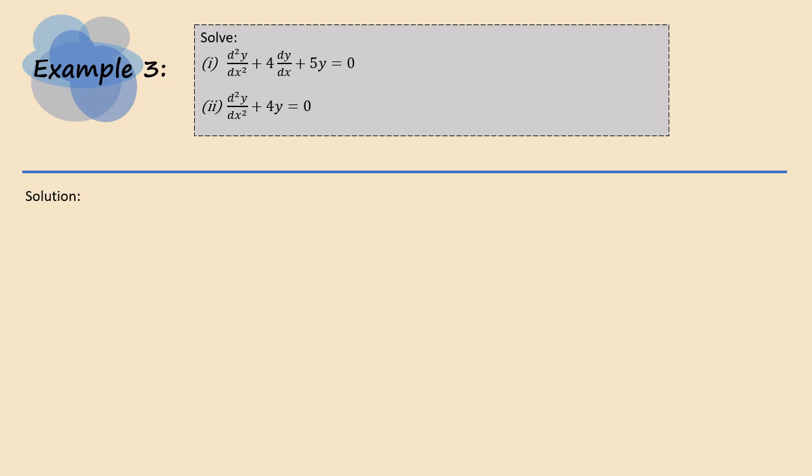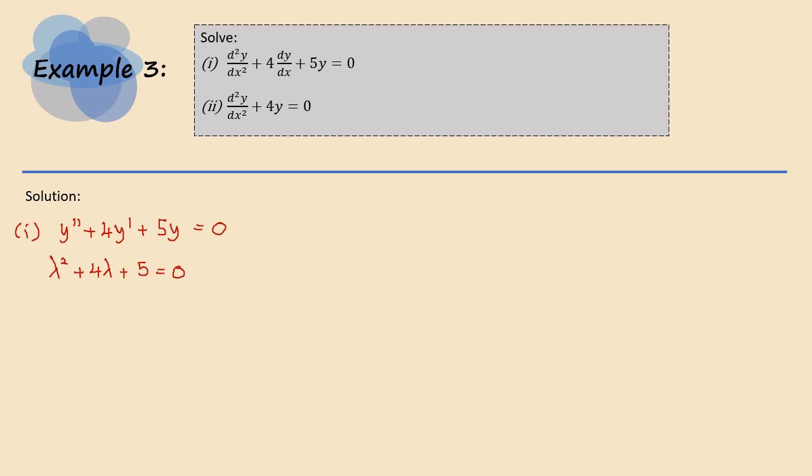So now let's move to the next example. Equation number 1. Okay, so we have y double prime plus 4y prime plus 5y equal to 0. Then we change into our characteristic equation. So we will have lambda squared plus 4 lambda plus 5 equal to 0.